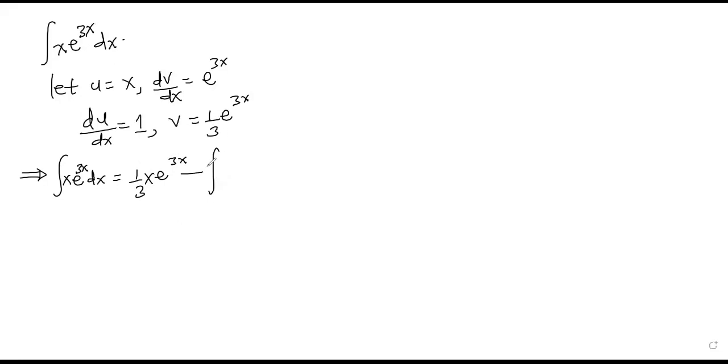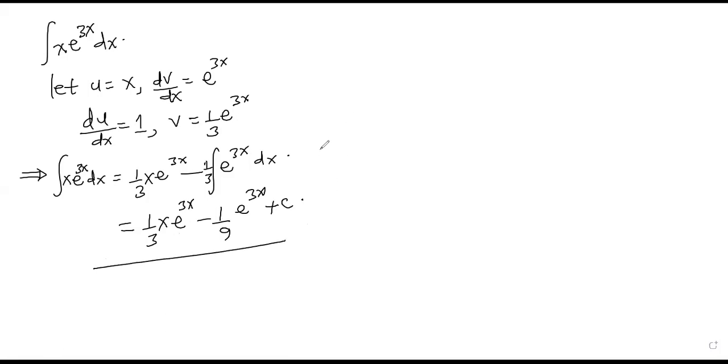v is a third, so you can move it out. e power 3x, du dx is 1, so we just have it like that. So this is going to be a third x e power 3x. This will move down. It will be a third of e power 3x, which will multiply with a third, becomes 1/9. So minus 1/9 e power 3x plus a constant of integration.